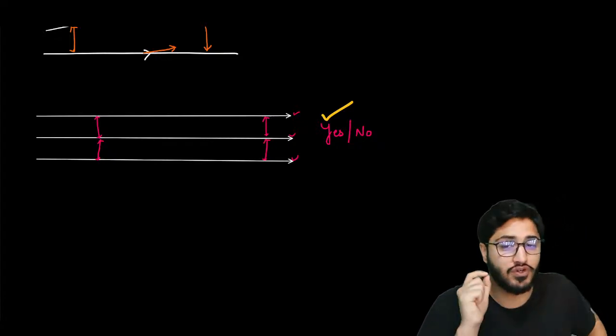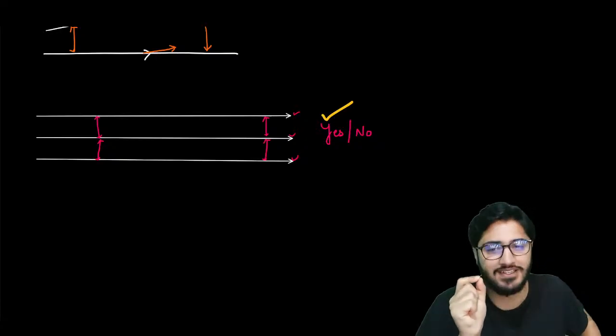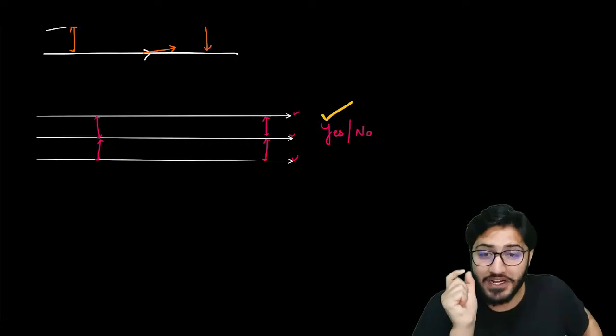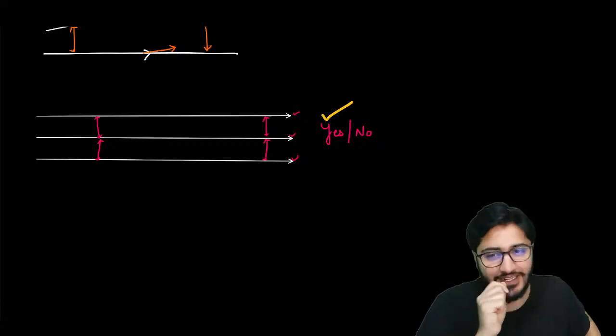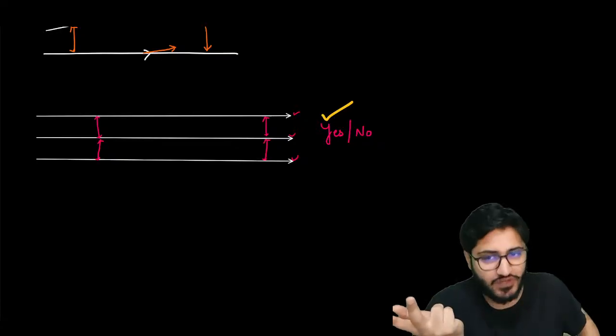That means you know how to represent a uniform electric field. What is the pictorial representation of uniform electric field? Basically, electric field lines are the pictorial representation of electric field, no?